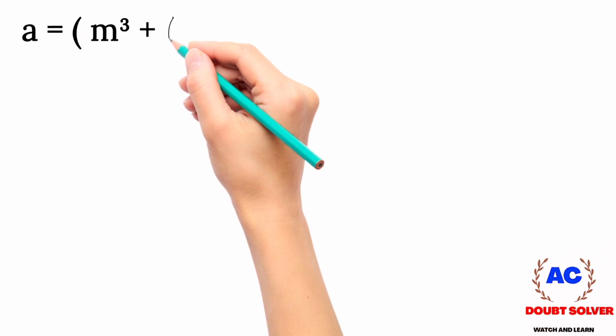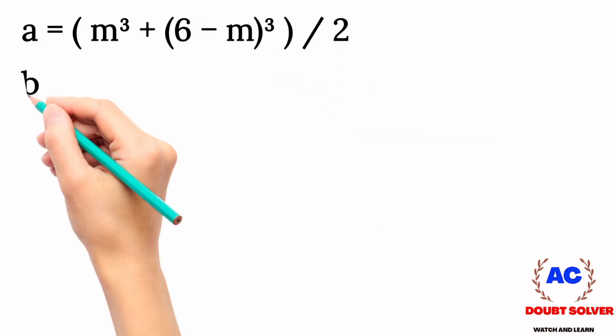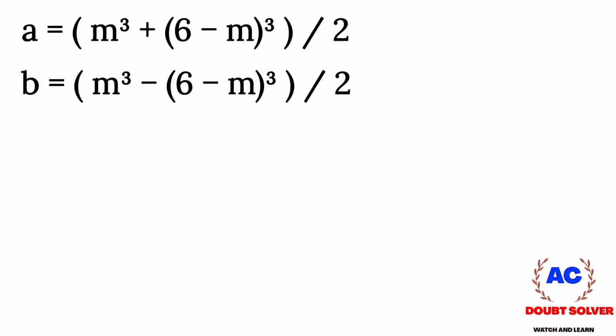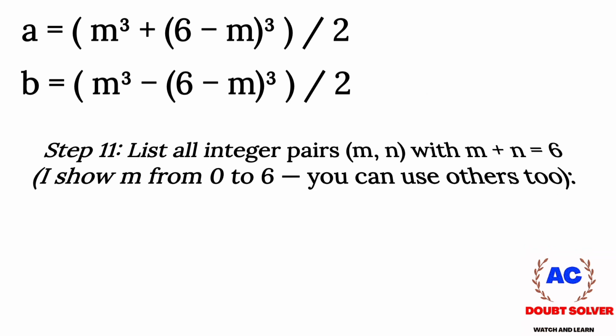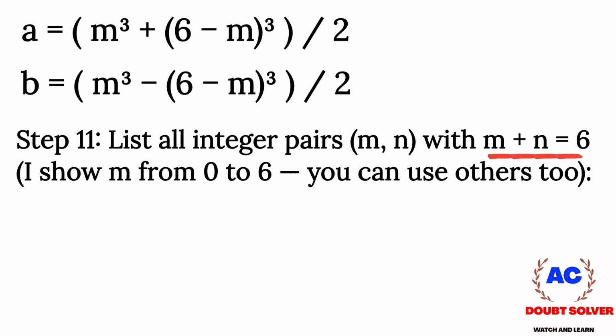So we have the expressions of a and b in terms of m. Now the next step is to list all the integer pairs of m comma n. We have m plus n is equal to 6. So we will choose the values of m from 0 to 6 and we will calculate the values of n from this expression m plus n is equal to 6.